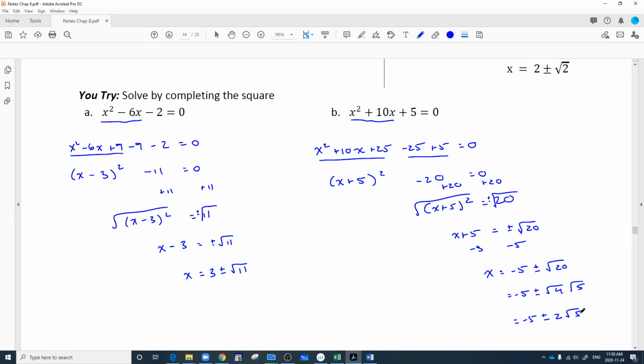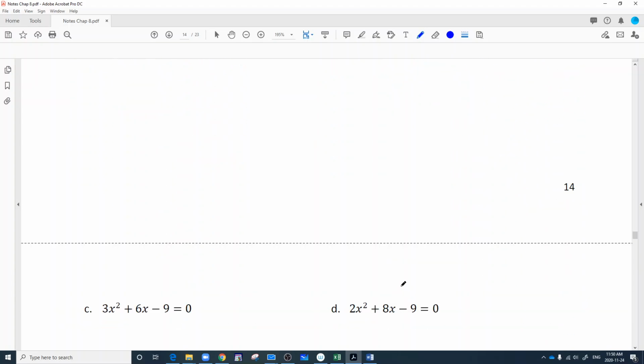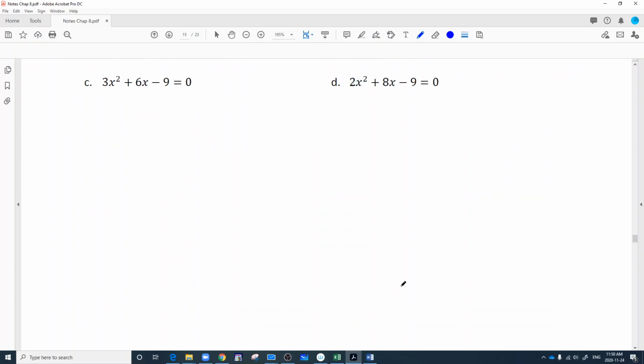All right, this last couple examples, I'm going to put in a coefficient. So here we go.